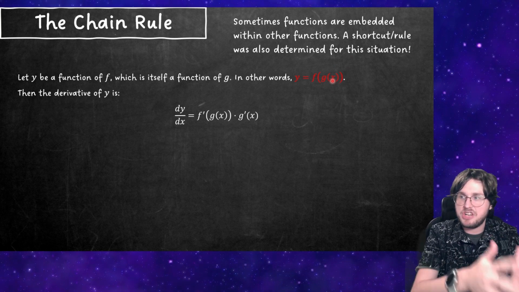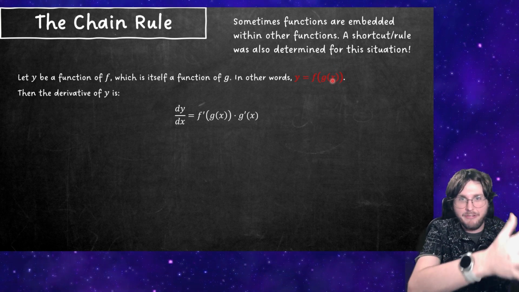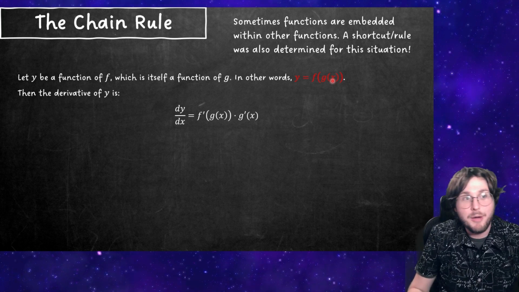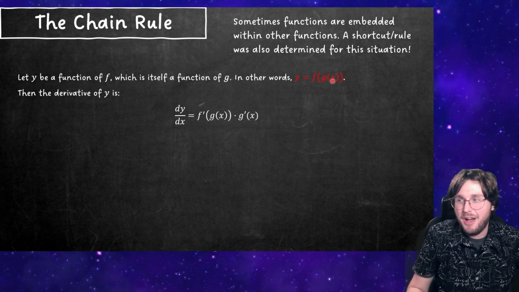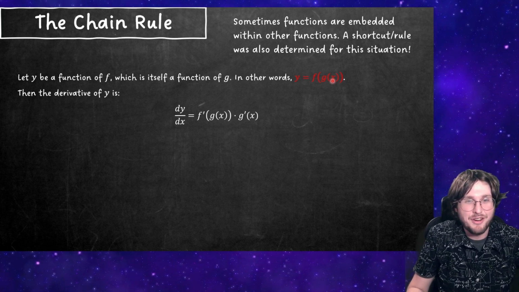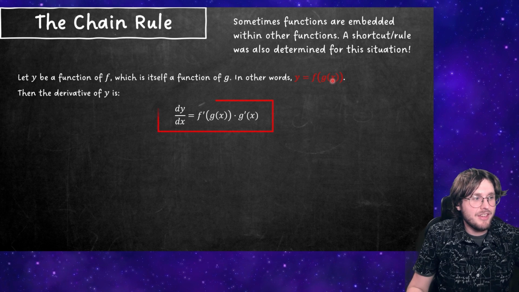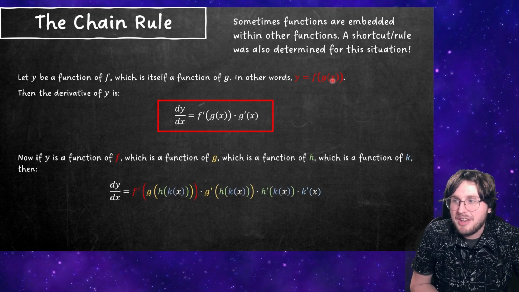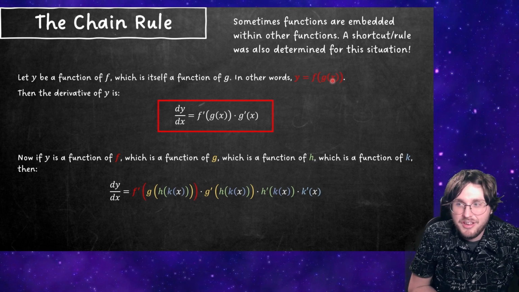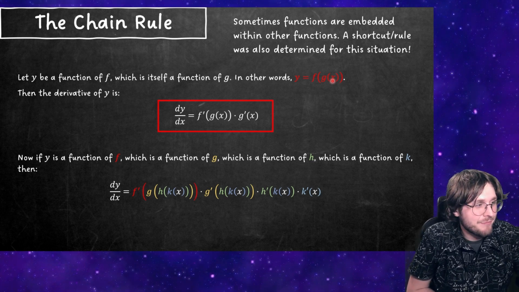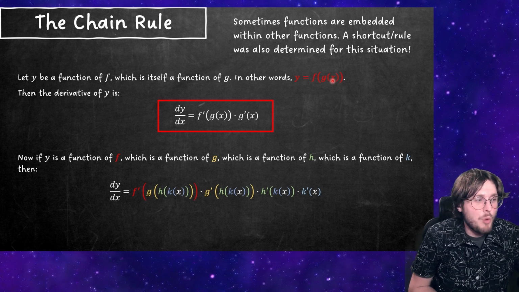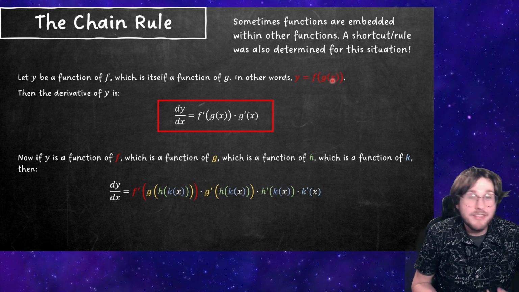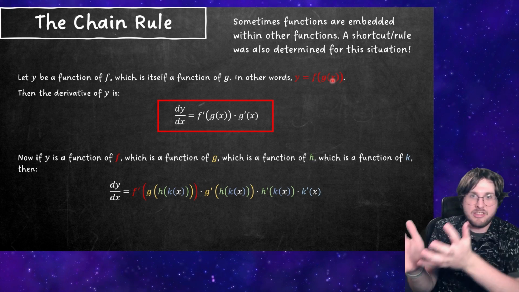So in a sense, it's like a chain reaction. You're taking the derivative of this and taking this out, taking the derivative of this, and so on and so forth. And it also turns out that this method does chain together quite smoothly. So for instance, say I wanted to be particularly evil and give you 4 embedded functions, each within each other like I have here. So if y is a function of f, which is a function of g, which is a function of h, which is a function of k, the chain rule still works the exact same way.